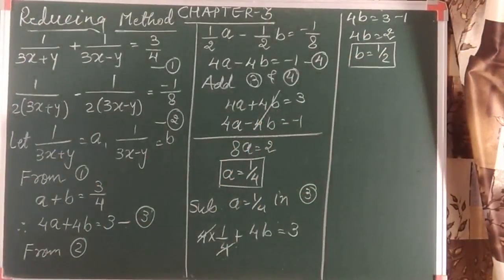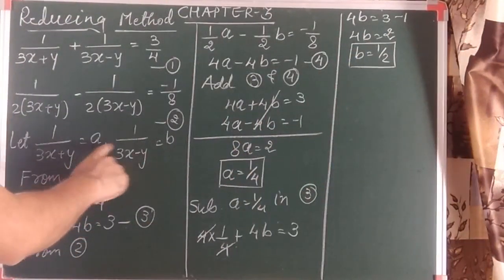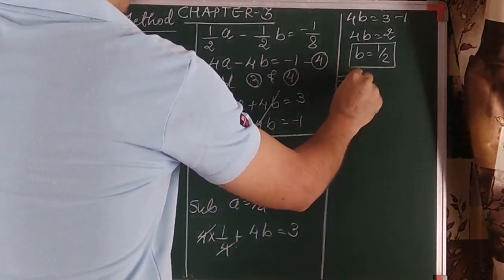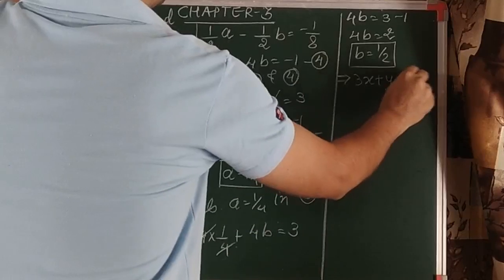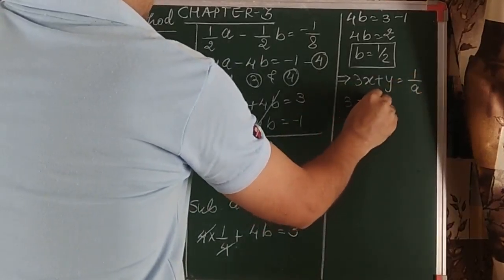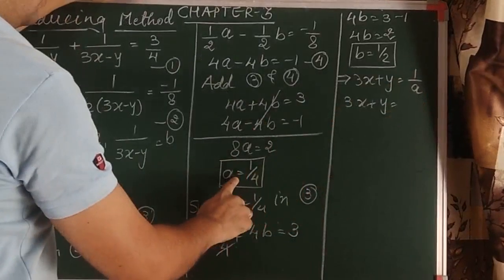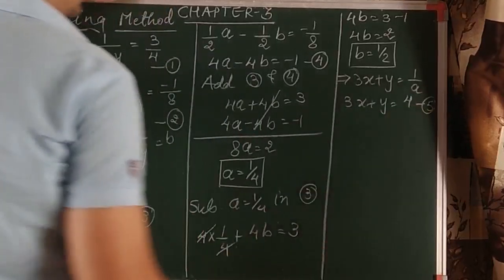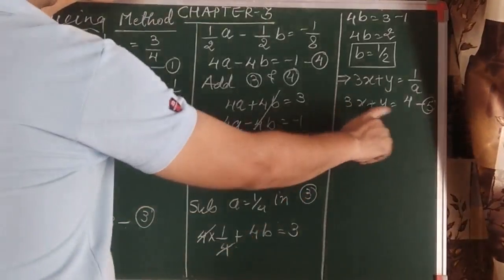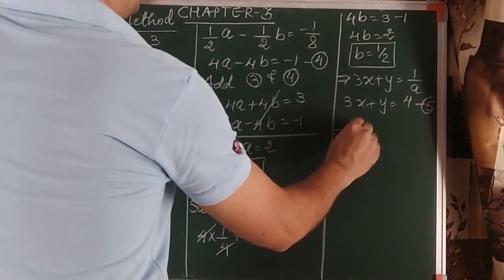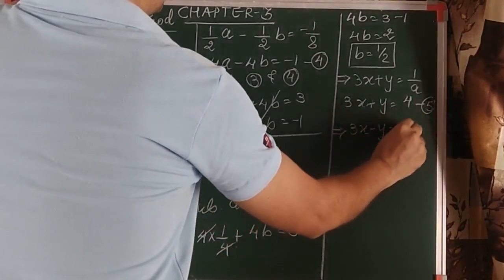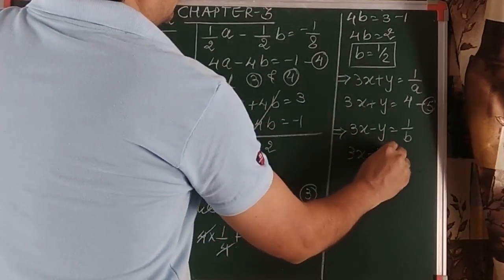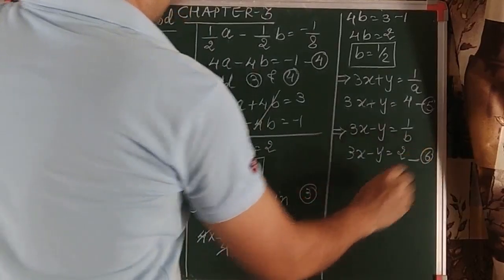But we remember that a and b are not our original variables. So let us correlate these values with the assumption which we made. So we can say 3x plus y is equal to 1 upon a. We have to write the inverse of this value a, that will be 4. So again a new equation which we obtain, again a pair of linear equations. This is the first equation. The same way we will obtain the second: 3x minus y is equal to 1 upon b. b is 1 by 2, so 1 upon b is 2. So this is the equation which we obtain.